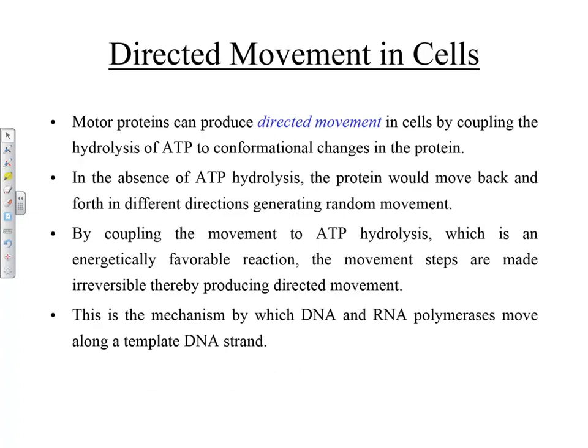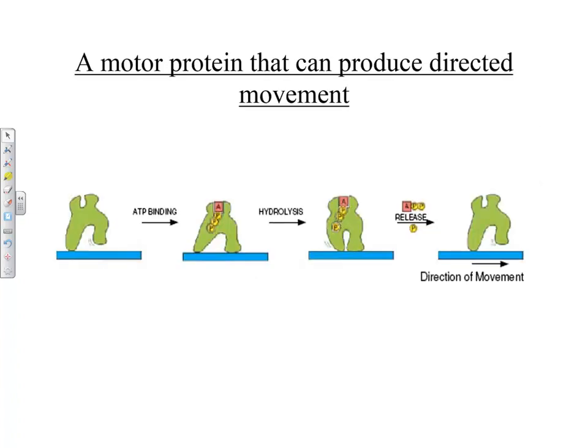So next I wanted to point out that proteins can also produce movement, right? Motor proteins can produce directed movement in cells by coupling the hydrolysis of ATP to conformational changes in the protein. To see that, let's go to the picture, right? A motor protein that can walk just like you and me, okay? So this is a schematic diagram for a protein, and it's going to move from here, okay?